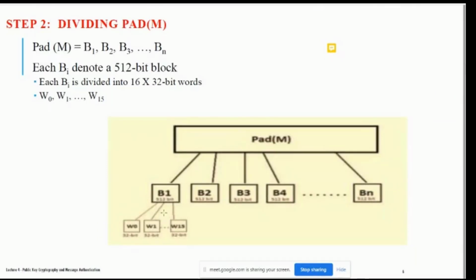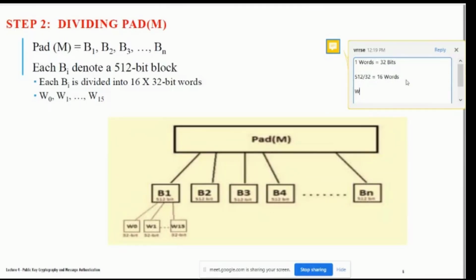You take one 512 block and divide it into 16 words. How to write these 16 words? W0, that is word 1, then W1, W2, W3, like this I'm going to write. Finally it reaches W15, so words 0 to 15 will be available.